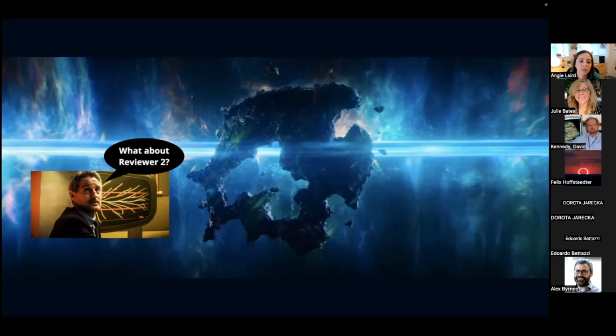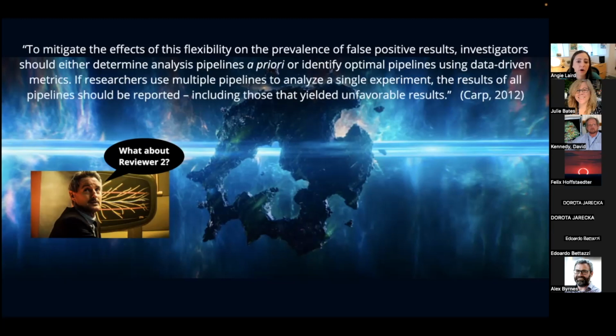community and to be fully transparent in your papers about your pipelines and the choices. This point was articulated very well in a quote from the Carp paper, again, back from 2012. To mitigate the effects of this flexibility on the prevalence of false positive results, investigators should either determine analysis pipelines a priori or identify optimal pipelines using data-driven metrics. If researchers use multiple pipelines to analyze a single experiment, the results of all pipelines should be reported, including those that yielded unfavorable results. There's a lot to unpack there.